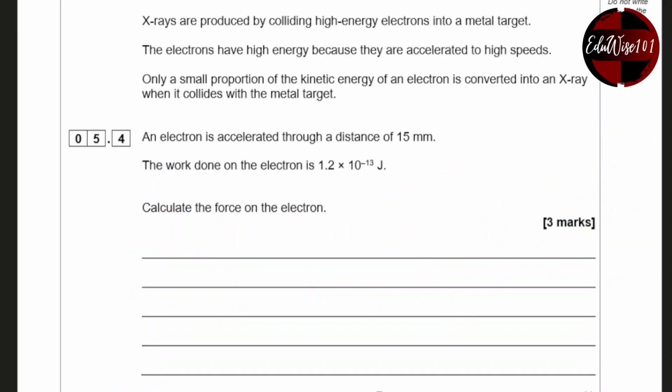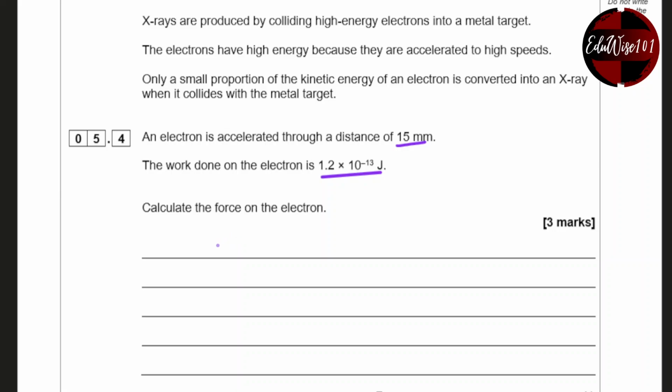X-rays are produced by colliding high-energy electrons into a metal target. The electrons have high energy because they are accelerated to high speeds. Only a small proportion of the kinetic energy of an electron is converted into an X-ray when it collides with the metal target. An electron is accelerated through a distance of 15 millimeters. The work done on the electron is 1.2 times 10 to the power minus 13 joules. Calculate the force on the electron.